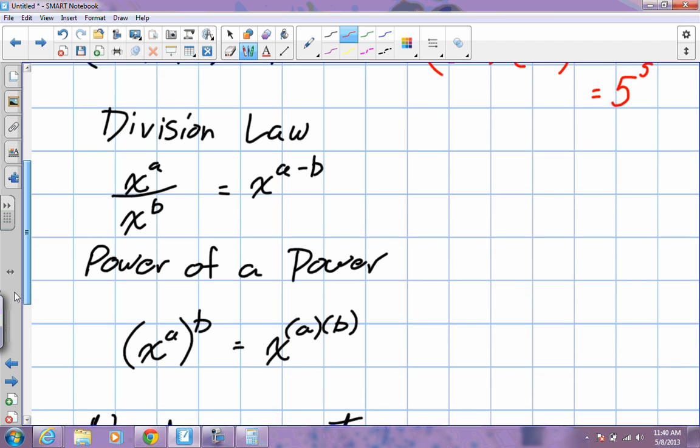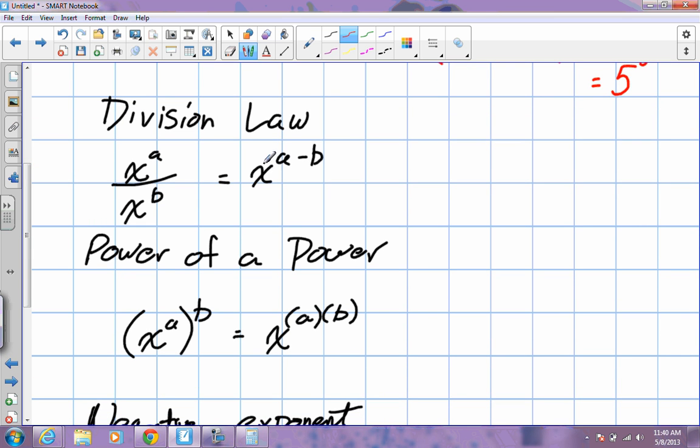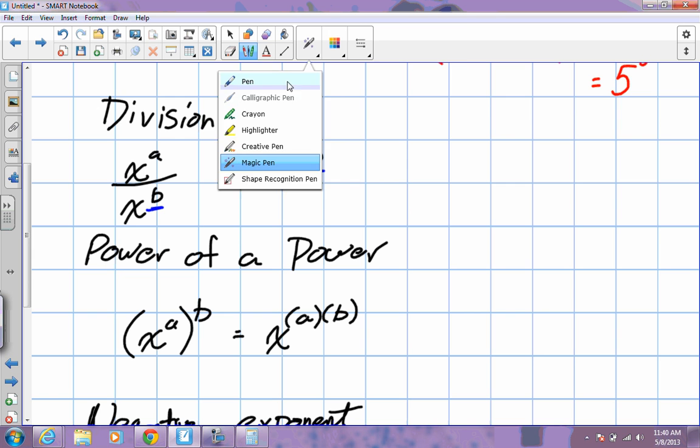The second law we're going to go over is a division law. The rules are the same. The bases must be the same. And in order to simplify them, we take the numerator, or the top number on the fraction, and we subtract the bottom number's exponent from it. Okay? So something very similar to that.